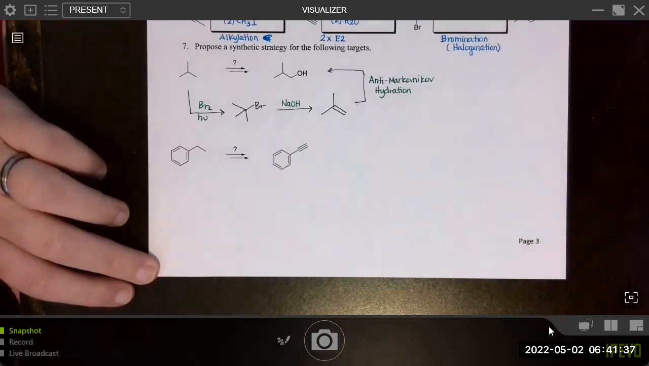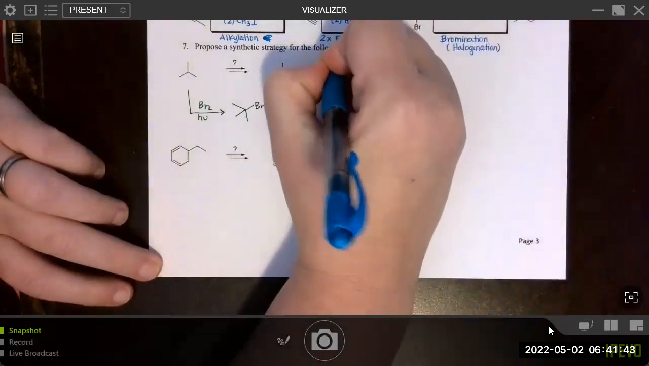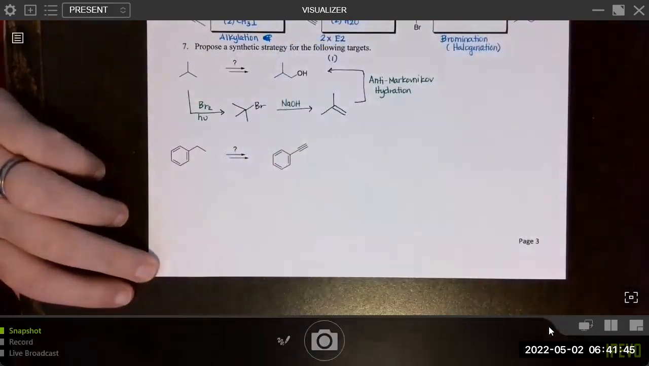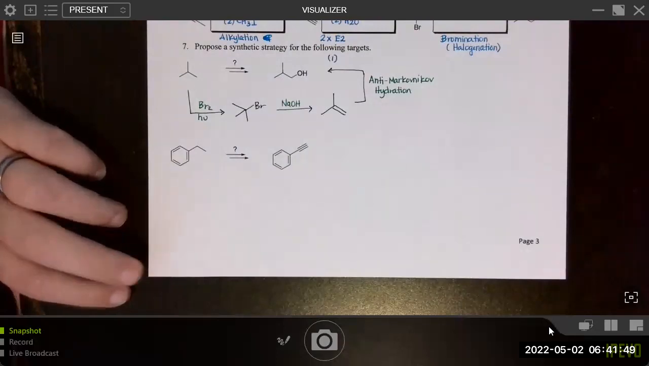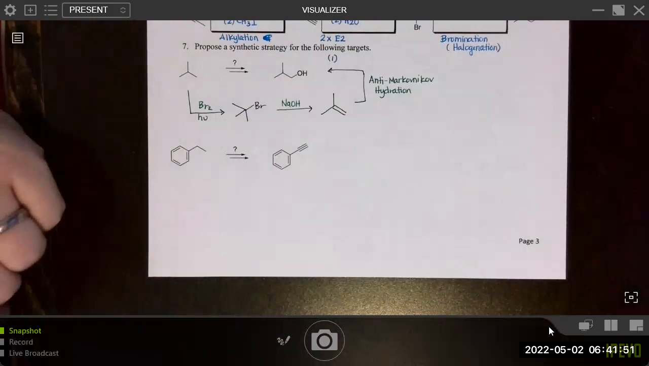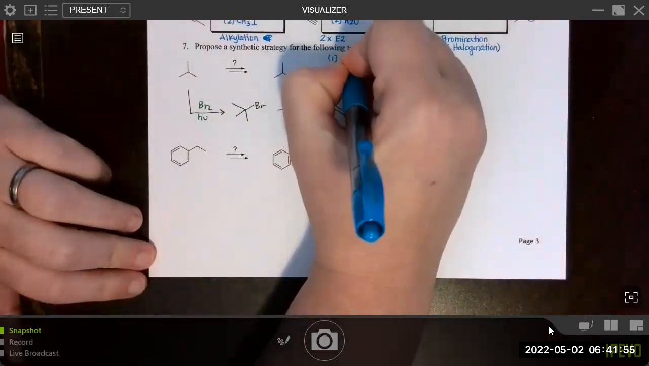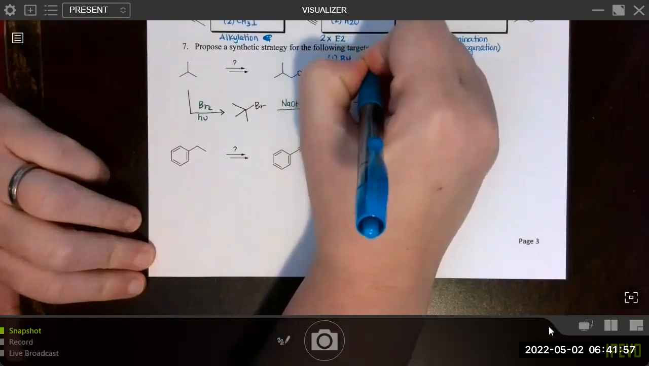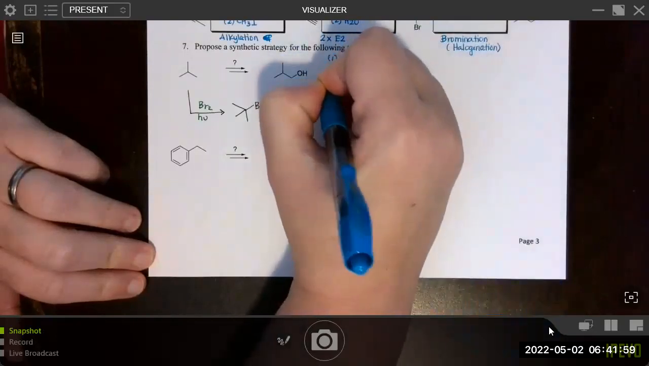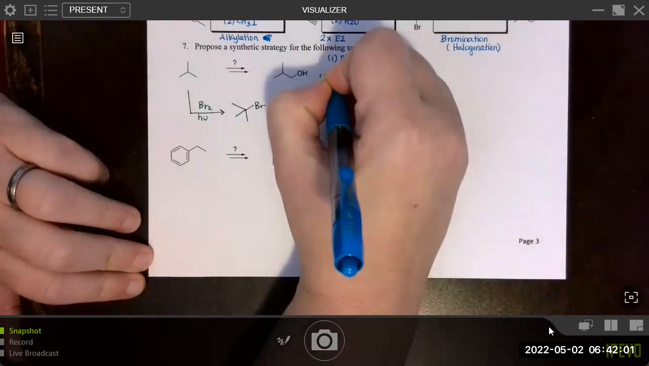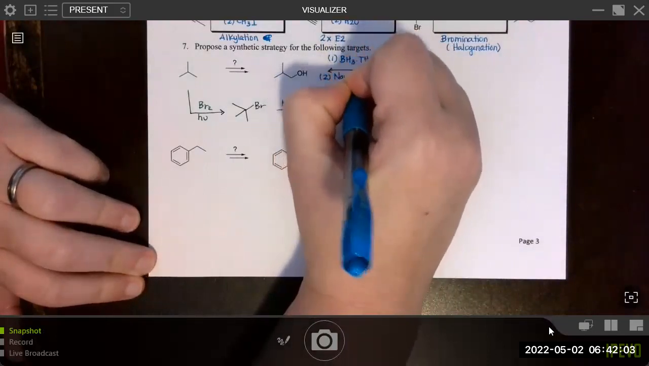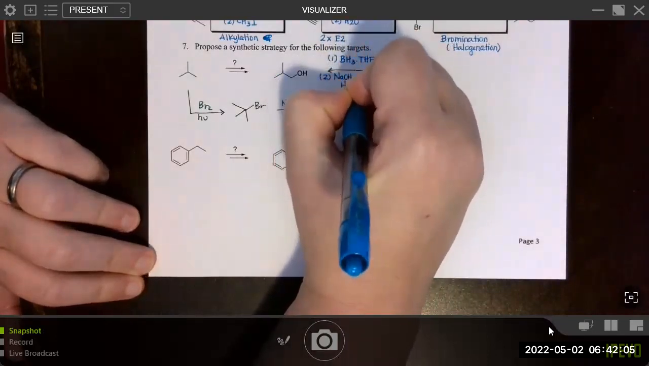So how do we do an anti-Markovnikov hydration? Well, you have to remember these reagents. If these are not coming to you quickly, then you need to do more studying of the reactions. So for this, we want to do hydroboration oxidation. We start with BH3·THF, followed by sodium hydroxide and hydrogen peroxide.